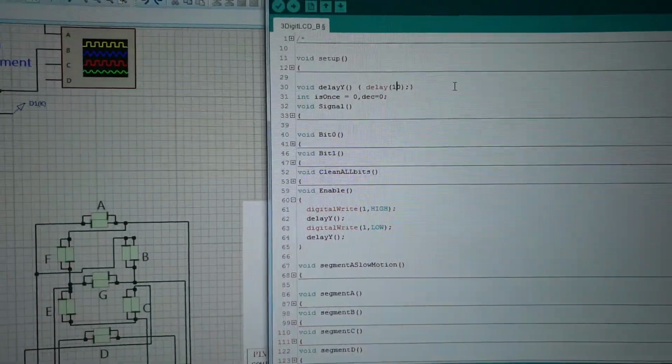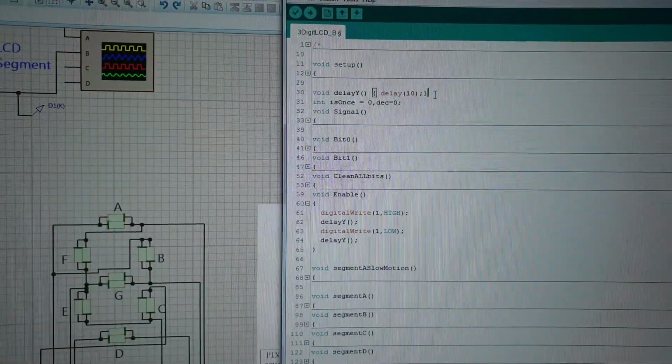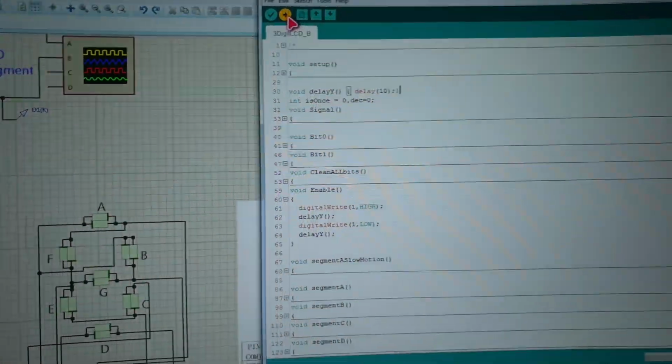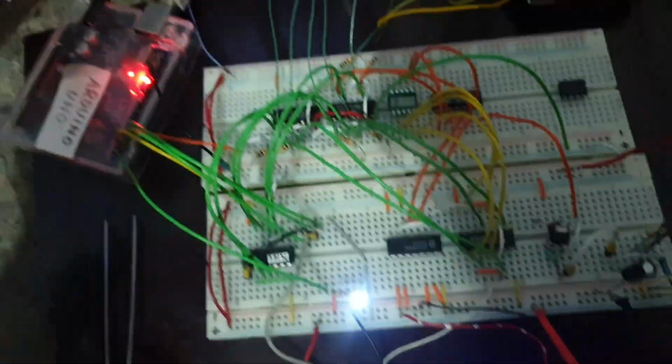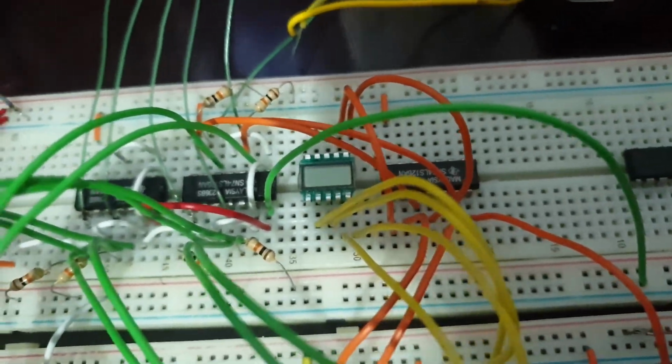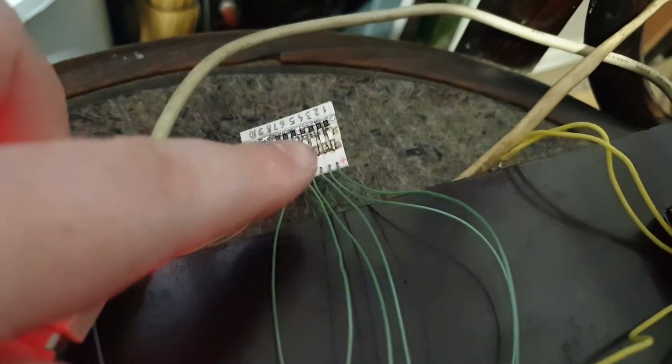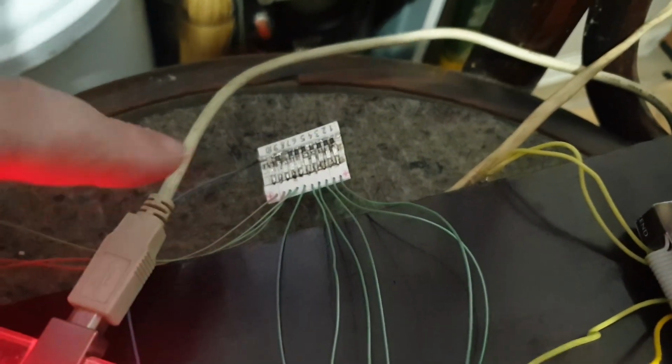Let's put 10 milliseconds. And we should not see any flicker, but there is another problem. You will see in a second. So now the program is uploading. It is finished uploading, and there it is, nothing. And you can see the display, that the bits that are sent there are showing as well.